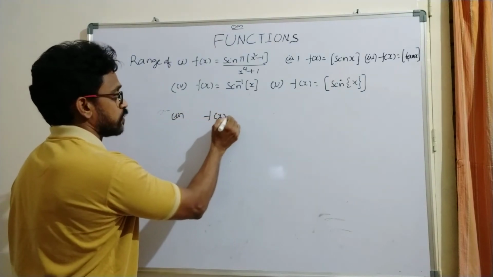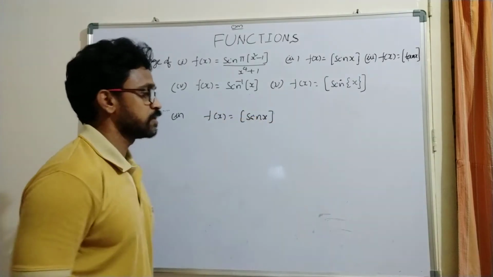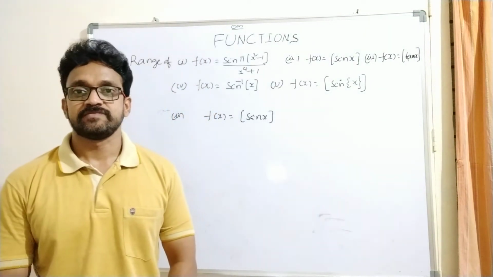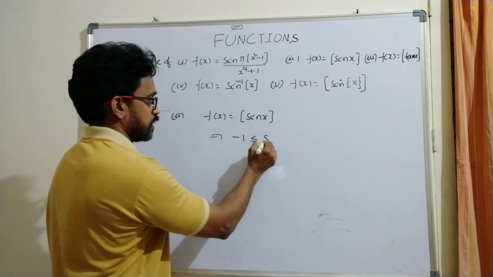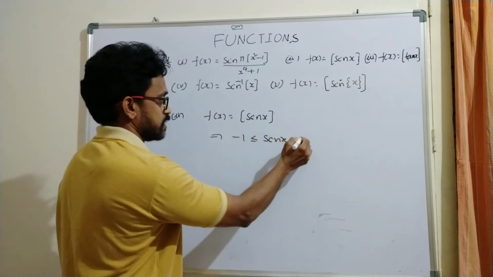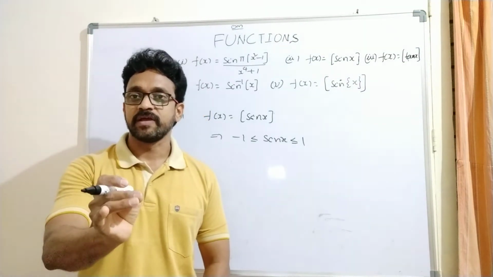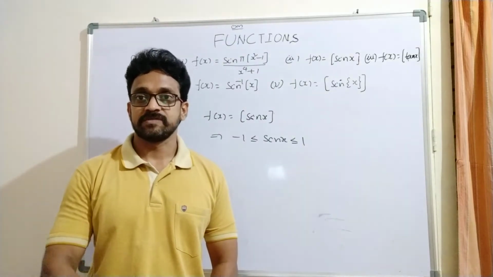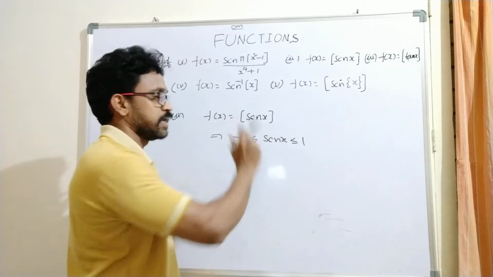f of x is equal to [sin x]. This is one important application. [sin x]. What about the range of this function? Okay, very clear. Minus 1 less than or equal to sin x is less than or equal to 1. Simply you should identify what are the possible integers between minus 1 to 1 for sin x.